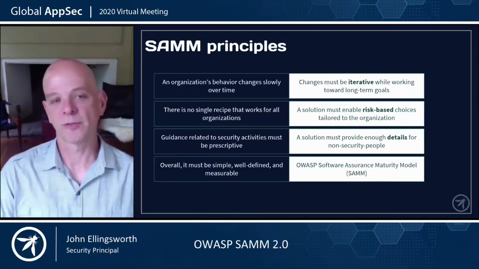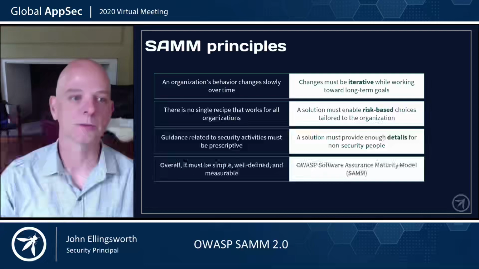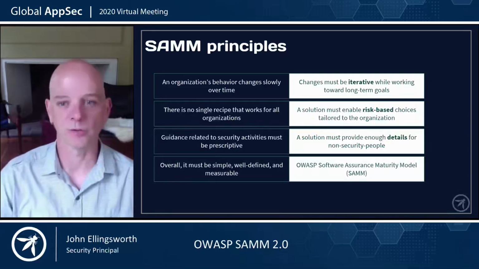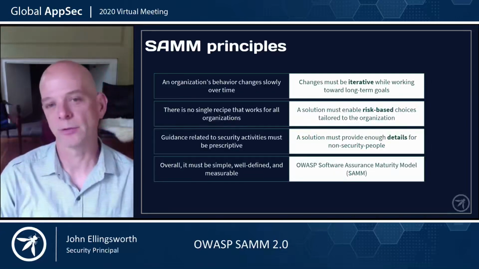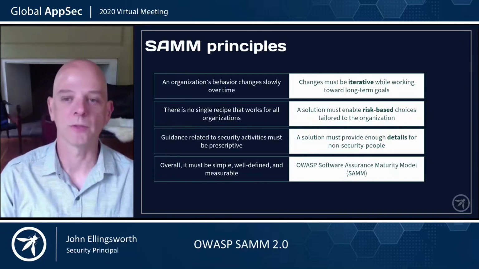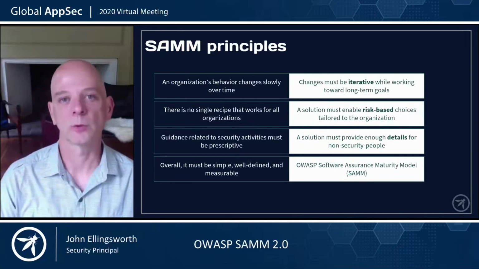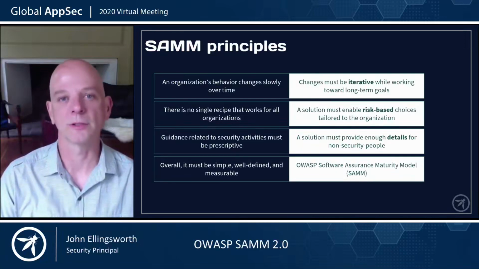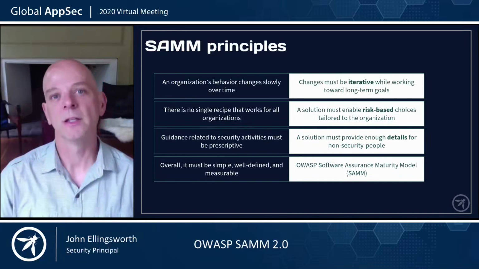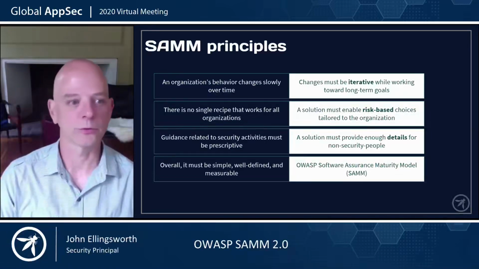Some of the principles, there are 4 guiding principles for the software assurance maturity model. An organization's behavior changes slowly over time. There's no reason to try and boil the ocean all at once. The changes are intended to be iterative, working toward a long-term goal of increasing the maturity not only of the organization, but of the individual contributors and the teams involved with those goals.